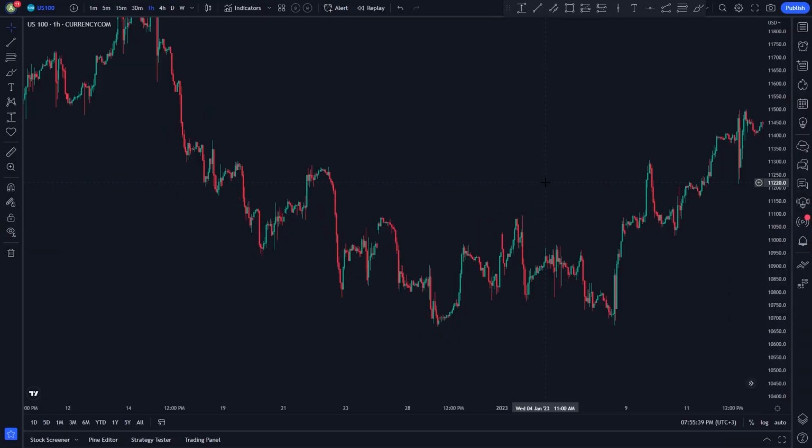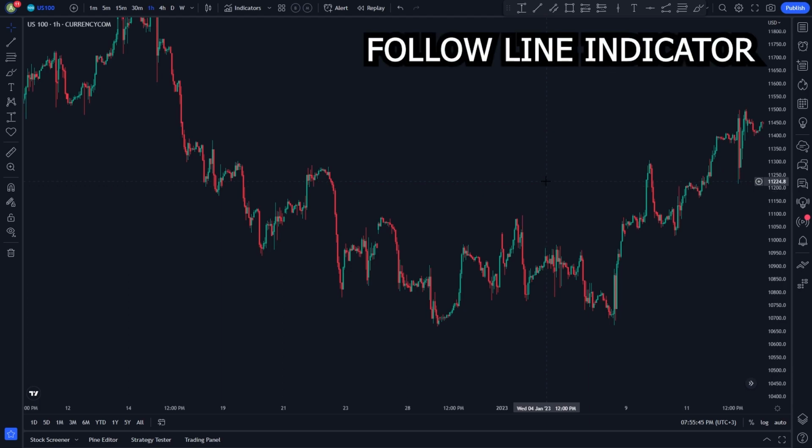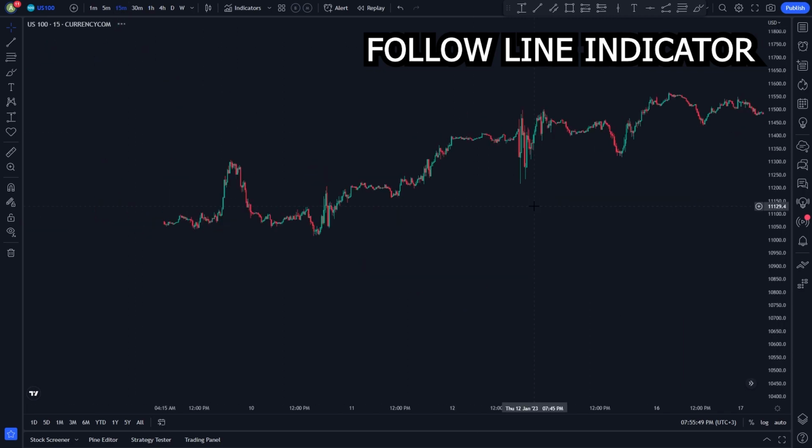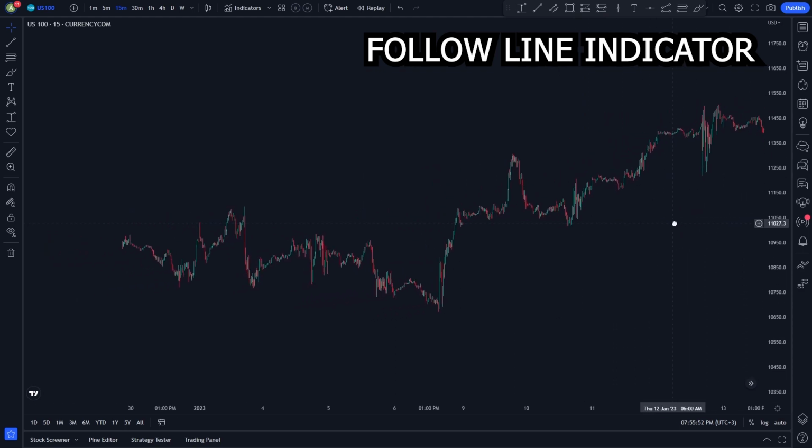Alright, so for this strategy we will be using 2 indicators. The first indicator we are going to use is the follow line indicator. The follow line indicator is a trend following momentum indicator. It uses complicated equations and chart patterns to create entry signals.